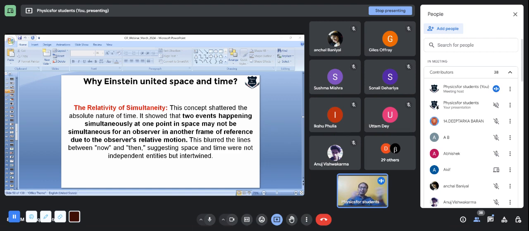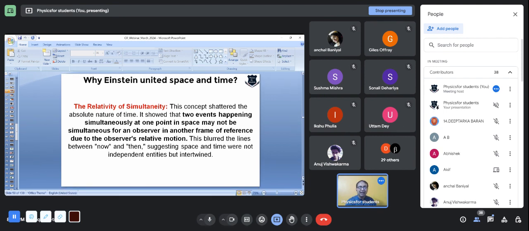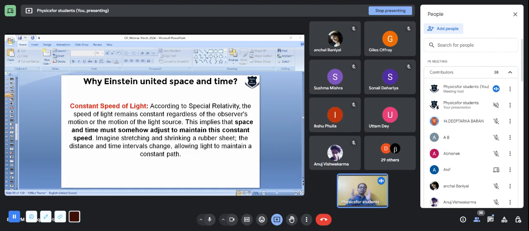So if there is nothing called simultaneity across one frame of reference and another, there is no concept of now and then, because each frame of reference will measure it in its own way. So if there is nothing called now and then, what is time? So why don't we remove the concept of time and make it into what is called space and time in one single thing.